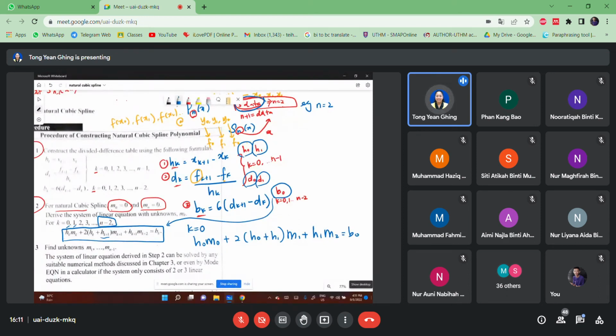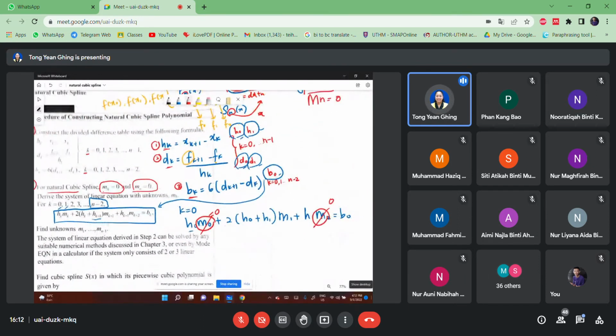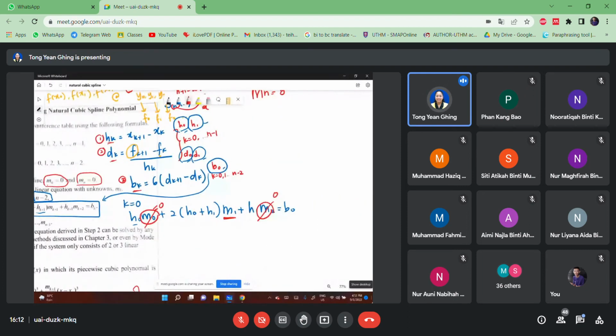Macam ni. Before this, we already calculated all the values here, so we just substitute. Because M0 is 0, and the last one, Mn, is 0 (n is 2 here), this one is also 0. We just substitute the values that we have into this formula. Okay, this is the second step. Then we can get the value of the unknown here. This is the third step. Here we have one unknown, M1, that we don't know the value of.